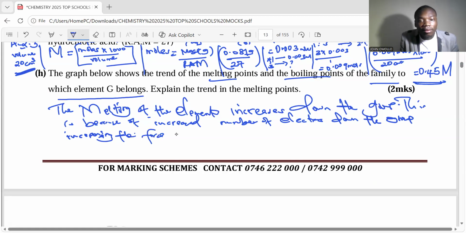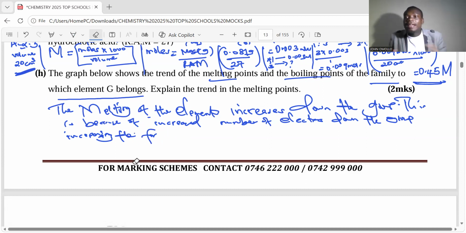the forces. In fact, these are halogens. So we need to talk about the van der Waals force. So the increase in the number of electrons makes the van der Waals forces of attraction of those particles to be stronger. Are you listening to that? So as the number of electrons increases down the group, there is stronger forces of attraction. Van der Waals forces of attraction increases there.